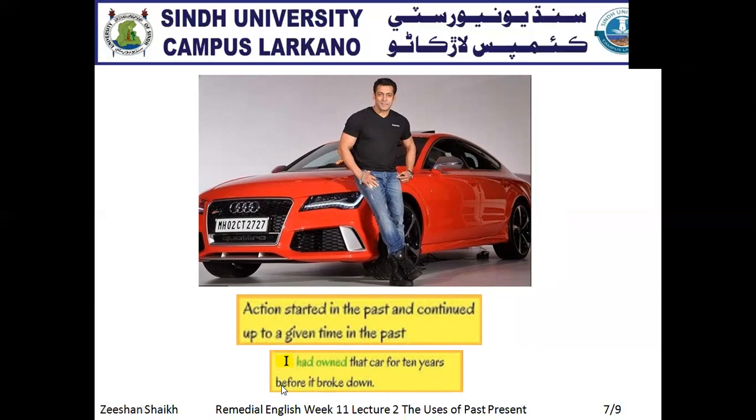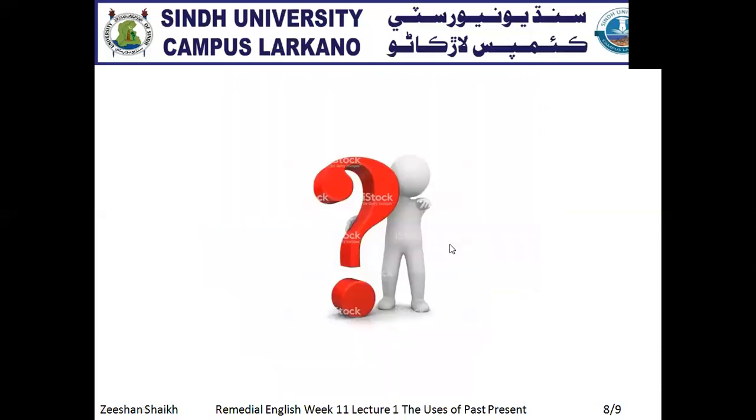Now, what is the given time? If you see before it broke down, means before it breaks down, the fellow person had owned that car for 10 years. Means the action is already done before another action is done. Clear? The first sentence is taking place before. Then suddenly the car broke down. Clear? So this is all about today's lecture.